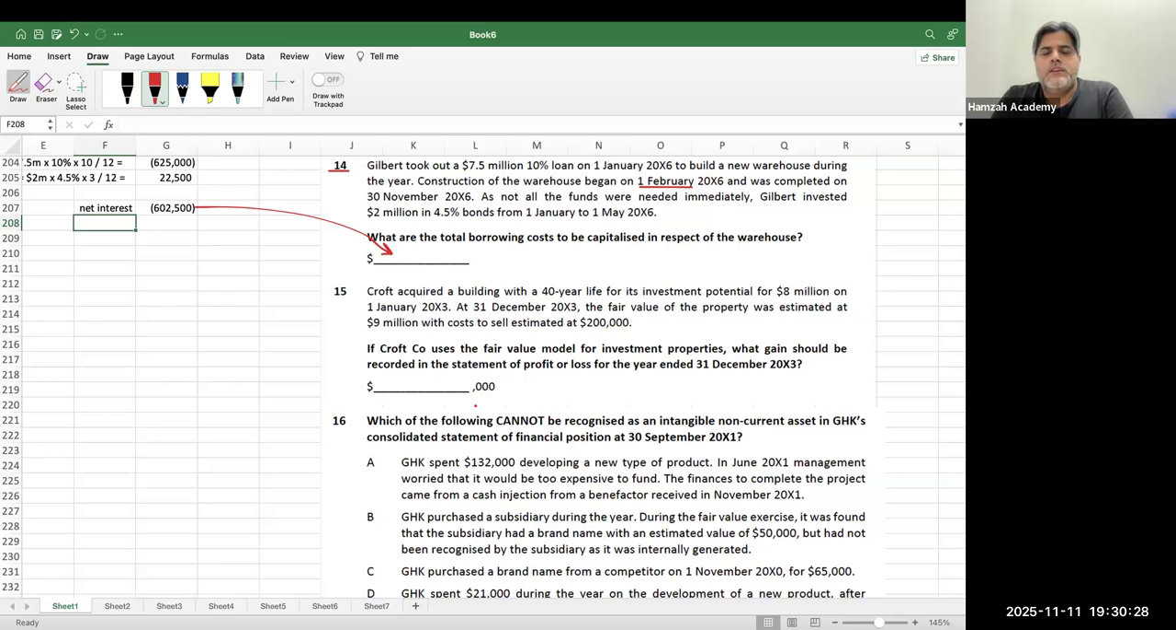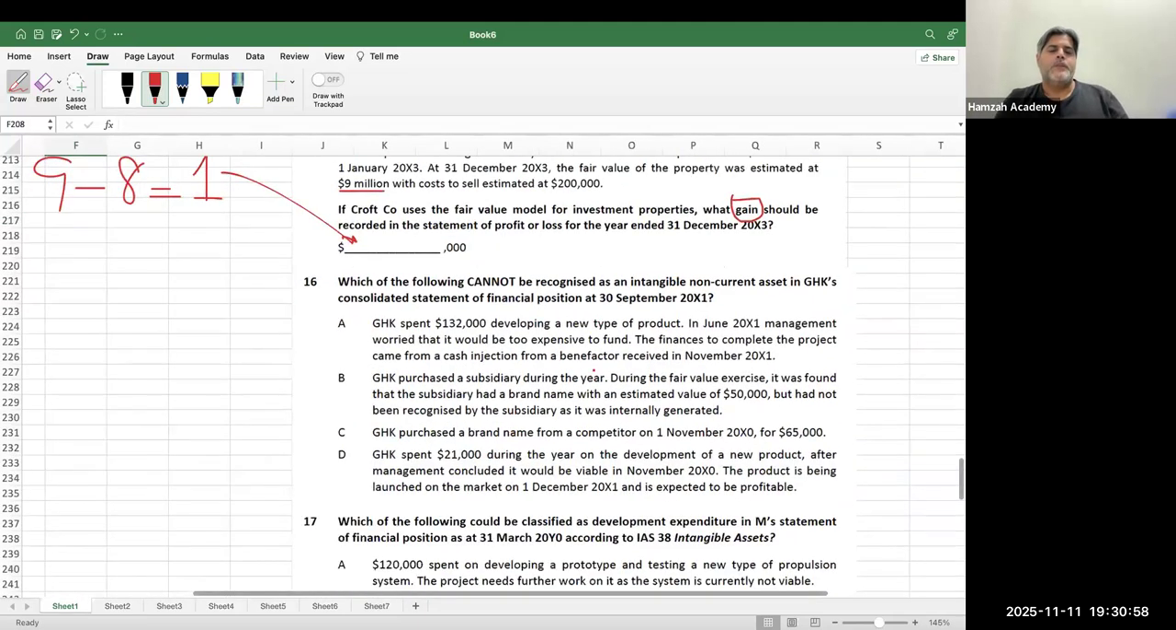9 million is what we are going to have as the fair value. We don't take up the NRV, we take up the fair value over here. So this is 9 million, this is the 8 million over here. So that's going to be simple. 9 minus 8 is 1 million as my gain over here. As my gain, I will have this 1 million over here.